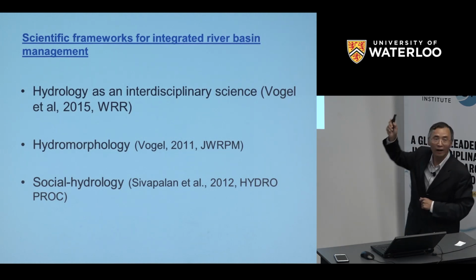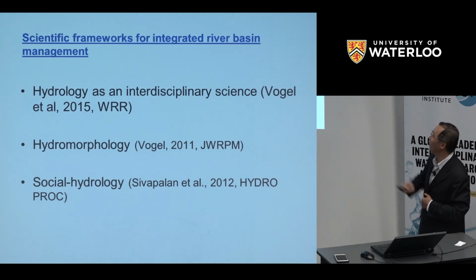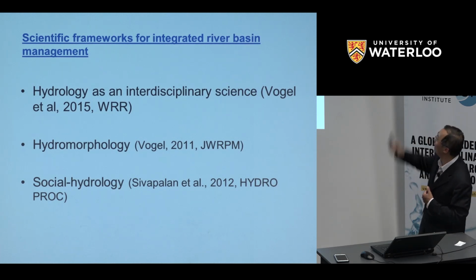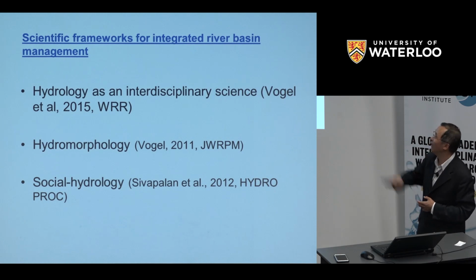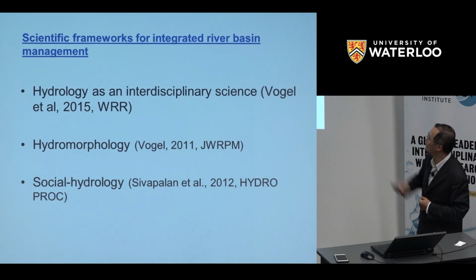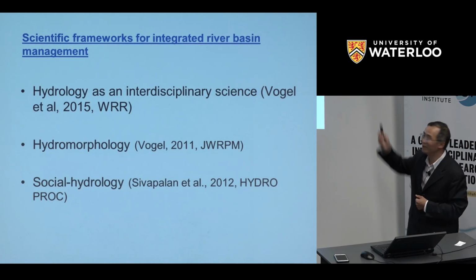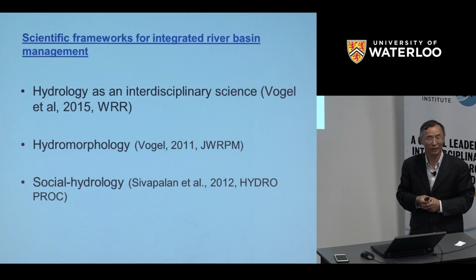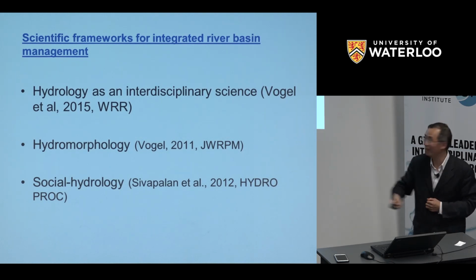Recently on the science side, there are many efforts that provide support for this kind of modeling, like hydrology as an interdisciplinary science. This is a paper led by Richard Vogel at Tufts University, published in WRR. And also hydromorphology, also a term from Richard Vogel. Basically, we want to follow the footprint of human activities in hydrological processes, such as ET or flow recession, and those things.